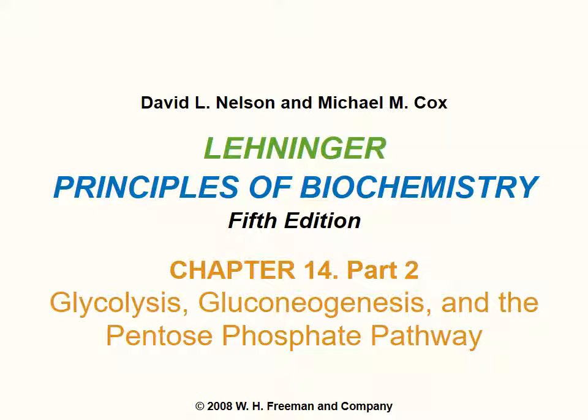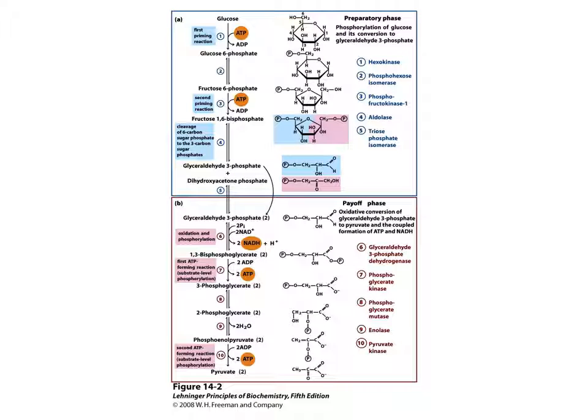Hello, in the last lecture we looked at the first part of glycolysis, and today we're going to explore the second part of glycolysis. Just to reiterate, the first part that we've discussed already included the process of converting glucose through a series of enzymatic reactions into glyceraldehyde 3-phosphate and dihydroxyacetone phosphate.